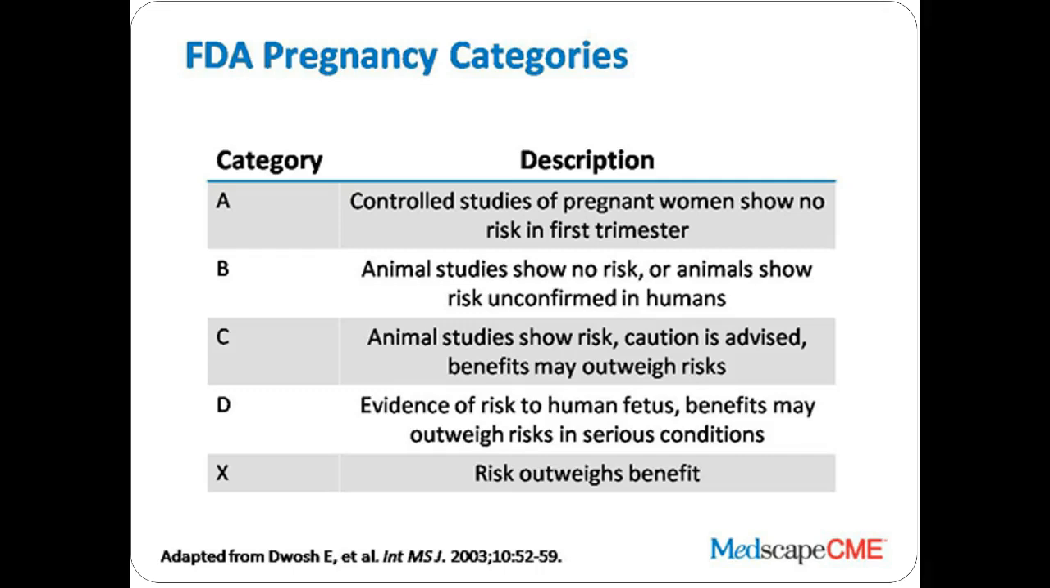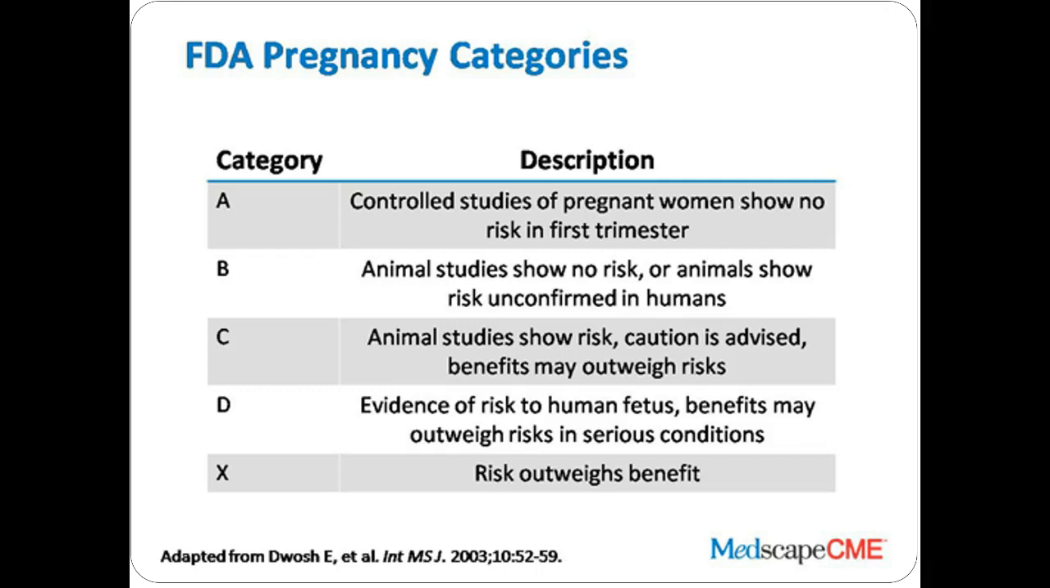C is probably the most common one we're going to see out there. That's the most nebulous, I would say. It's animal studies show risk. Caution is advised. Benefits may outweigh the risk. And the big difference between B and C is that we don't really have this confirmation or unconfirmation thing. So it's like, do we know that the animal studies might show risk versus no risk? And so that's the big difference there, is animal models. And again, how well can we translate that to human trials? Probably not super well in a lot of cases, but sometimes it's the best you have to go off of, especially when it comes to new drugs.